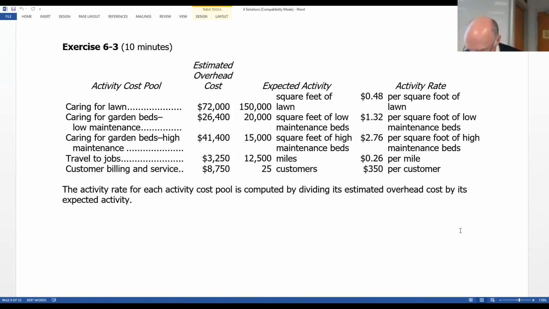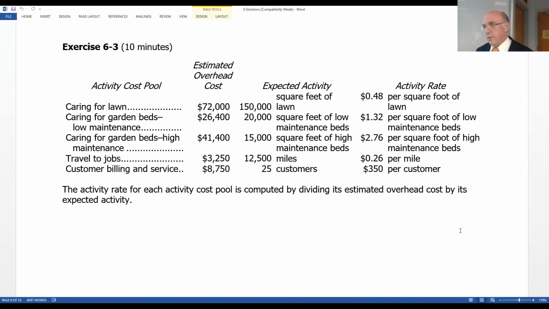follows. So caring for lawns, the estimated overhead cost there is $72,000, and you divide that by 150,000 square feet to come up with 48 cents. Looking now at the chart for the screen, 48 cents, 0.48. Where does that come from? 72,000 divided by 150,000, 0.48. So the cost of caring for lawns, 48 cents per square foot.